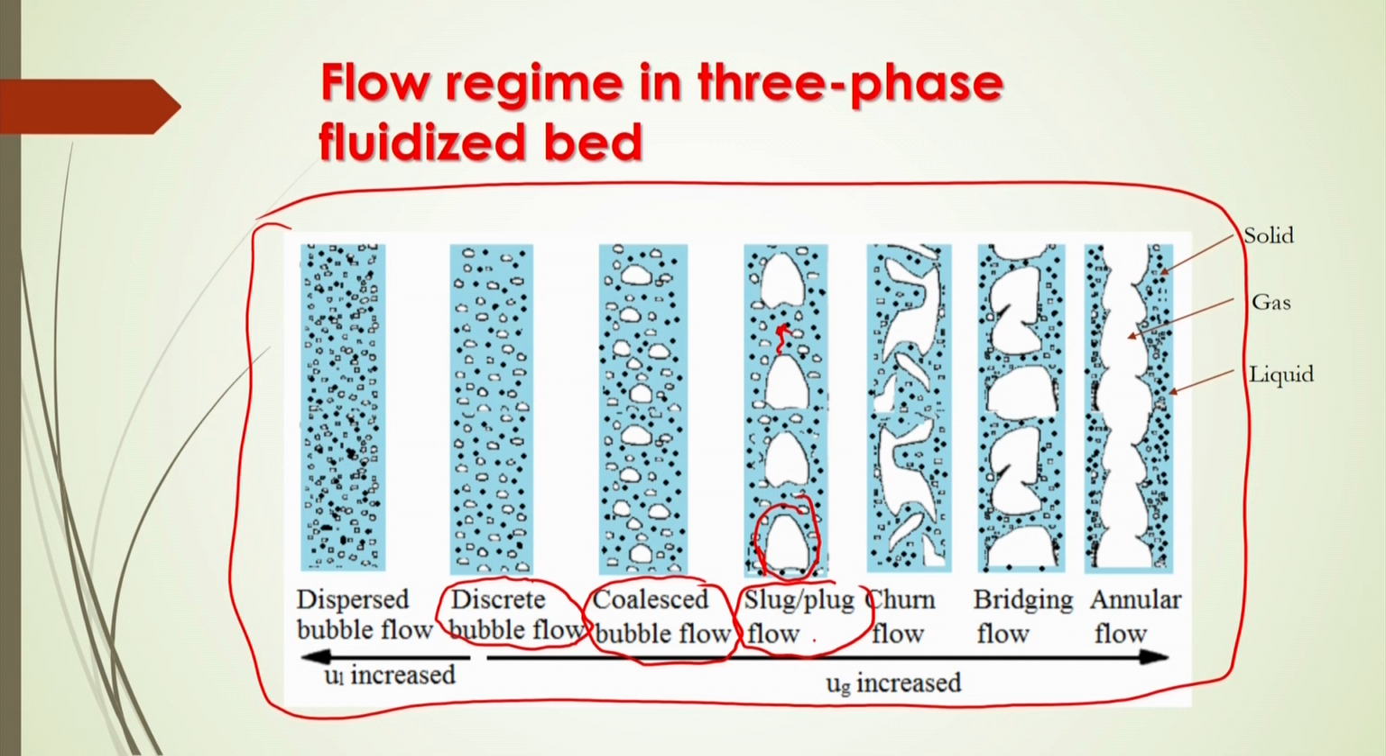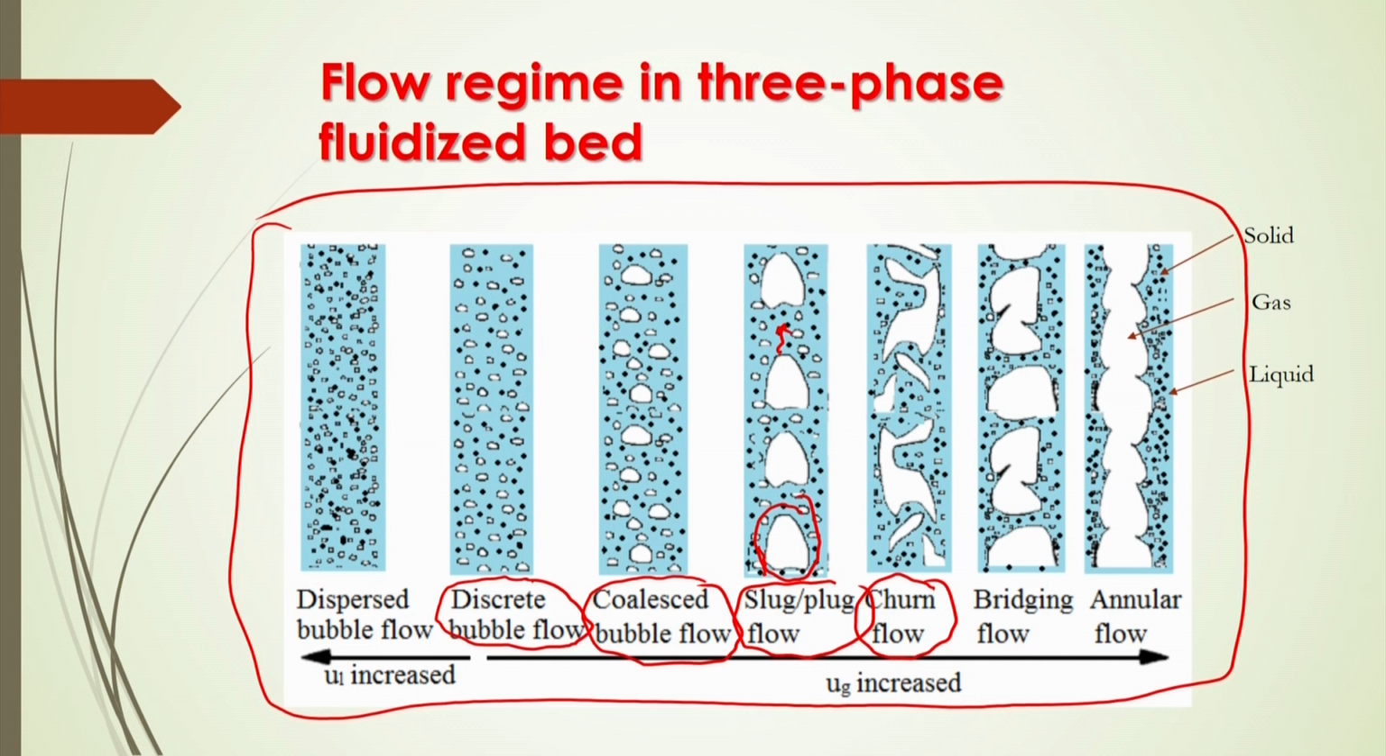this slug flow, whereas if bubbles are bigger, but it will not be exactly the cross sectional area, its diameter is not the same as the diameter of the bed, but it is larger and the shape is like that one slug, then maybe it is called a plug flow. Whereas, if you increase more gas velocity, then what will happen? You will get the churning phenomena inside the bed, that is called churn flow.